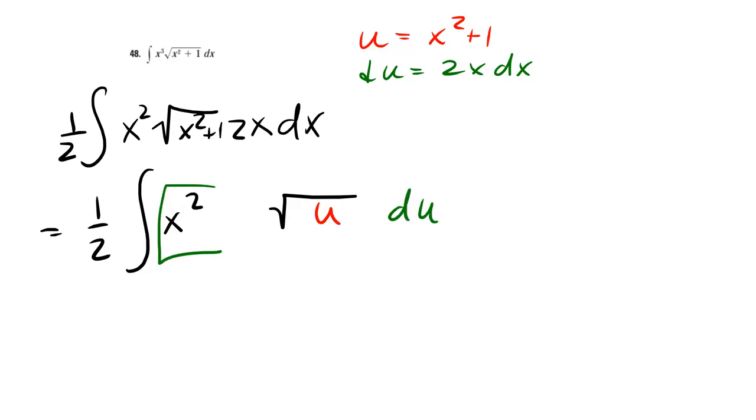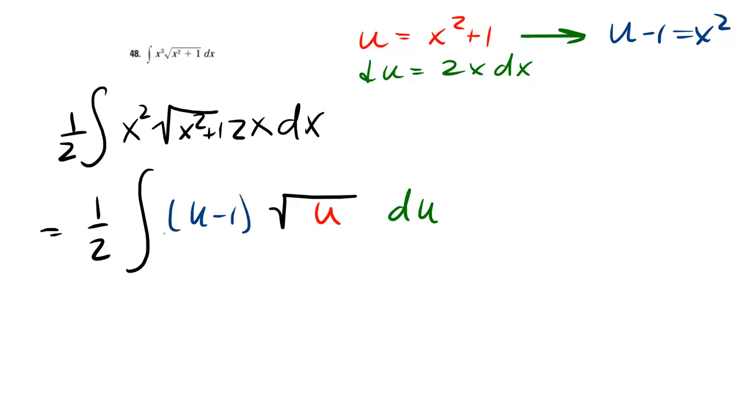But what do I do with this x squared? Well, let's look at this u up there. I can actually rewrite this and say, well, if u is x squared plus 1, then u minus 1 is equal to x squared. So I'm going to actually replace that. So let's get rid of that x squared, and we're going to call that here u minus 1.